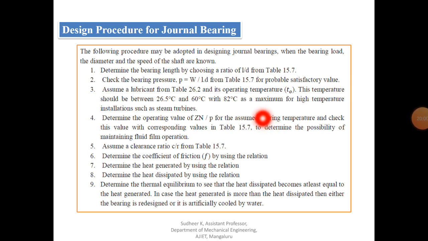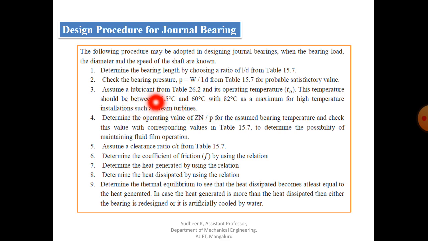This is the brief design procedure for journal bearing. Based on the nature of the problem it may vary, but you should include several things. The following procedure may be adopted in the design of a journal bearing when the bearing load, diameter, and speed of the shaft are unknown. First, we have to determine the bearing length by using the ratio of L by D from table 15.7. Then you have to check the bearing pressure, nothing but P equal to W by L into D, from the same table, that is 15.7.